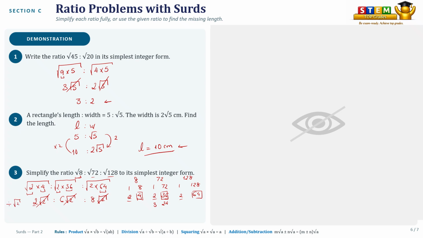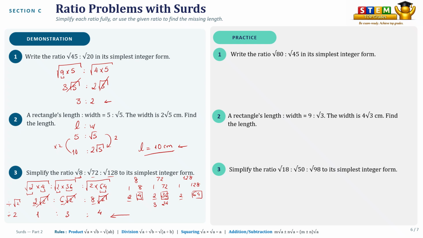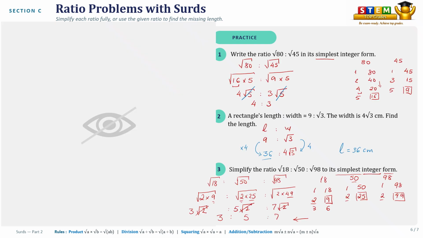And also, you will notice that these are all even numbers. You can further divide by 2. You're going to get 1 is to 3 is to 4. That's the answer. Okay, so your turn now to work out the next questions, and that is going to be on the right hand side. Here we go. You can check your answers on the next slide after pausing. So these are the answers, and check your work and pay attention to details.